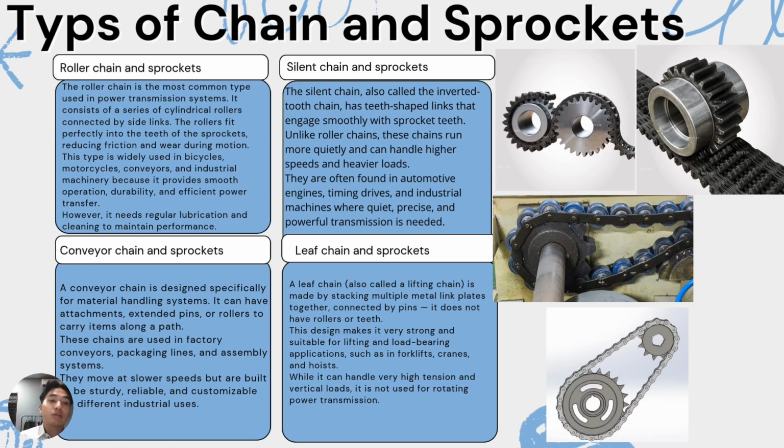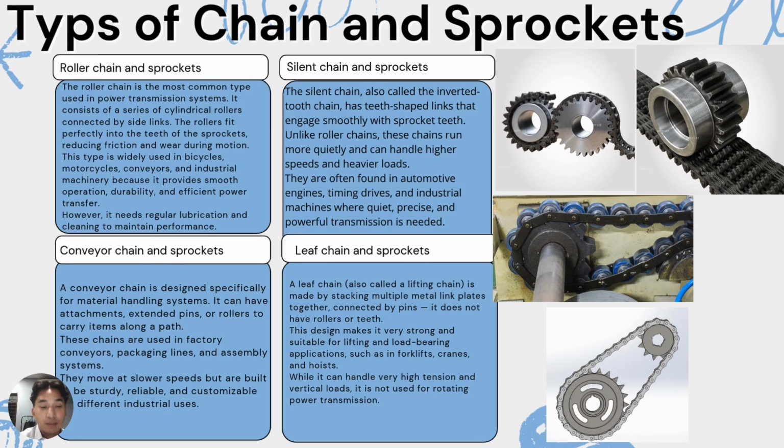So let's talk about the roller chain sprocket first. Roller chain sprocket is the most common type used in power transmission systems. It consists of a series of cylindrical rollers connected by side links. The rollers fit perfectly into the teeth of the sprockets, reducing friction and wear during motion. This type is widely used in bicycles. The roller sprocket is the commonly used one, and we all usually see this type of sprocket.